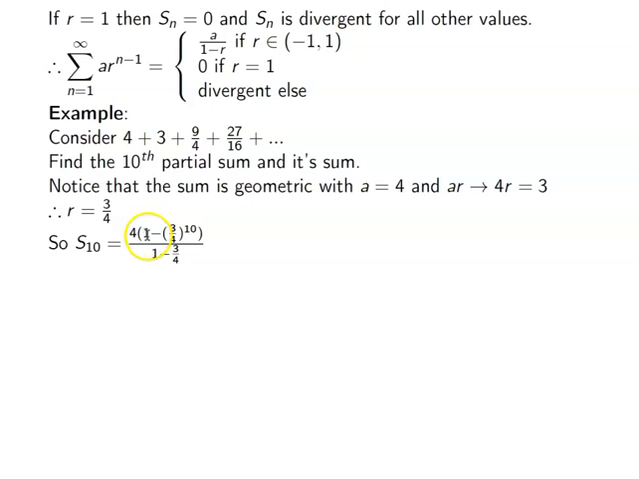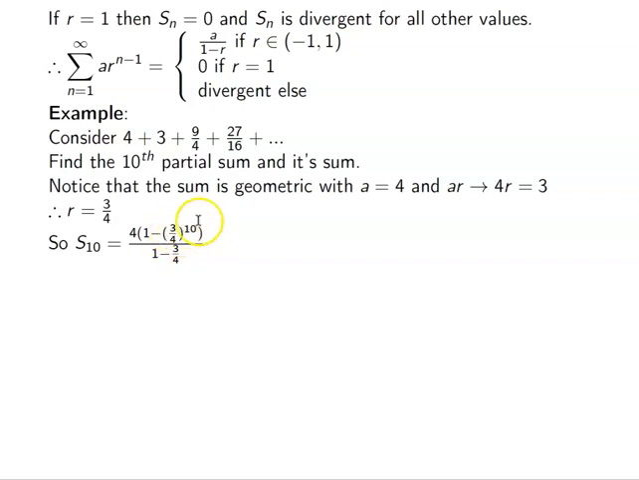Right? A times 1 minus r to the n over 1 minus r. So 4 is my a term. 1 minus r, I just found here that r was 3/4. I'm finding the 10th partial sum, so that's 10. So then I would do the math here. 1 minus 3/4 is 1/4.